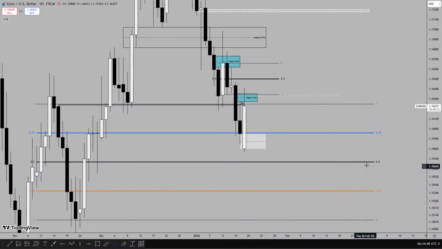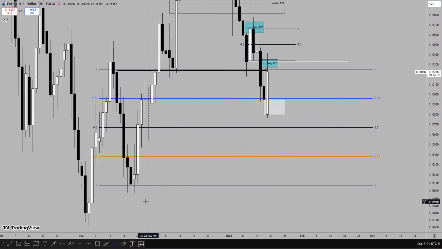And if price was to trade below the 0.5 level, for those looking for the weekly expansion, then you can focus on the higher time frames, like the 1 hour and the 4 hour, anticipating lower prices for price to run the previous week low.